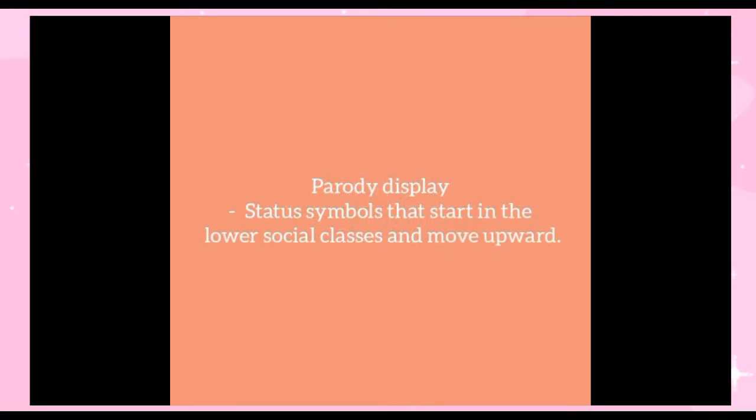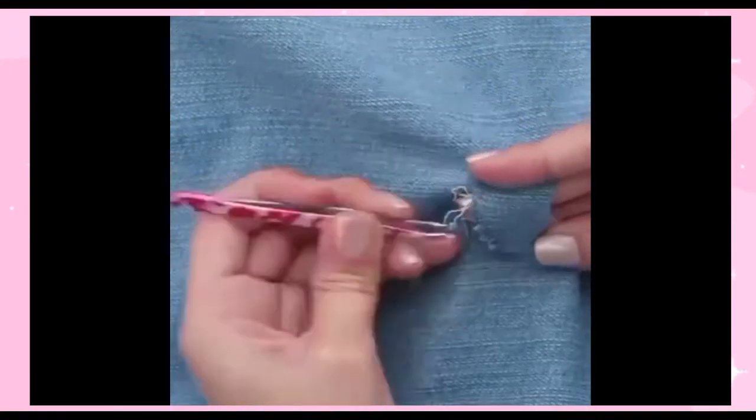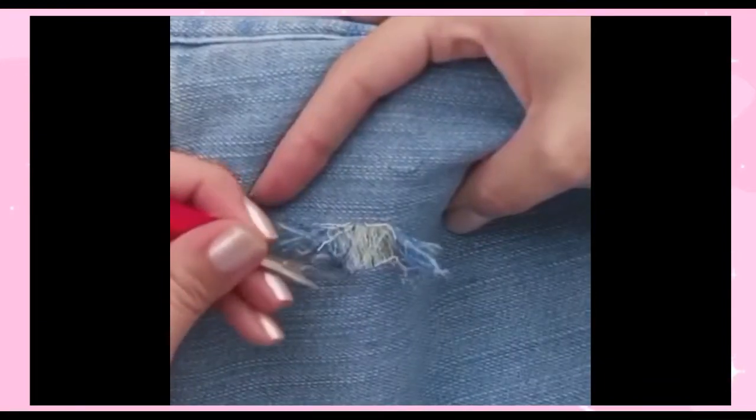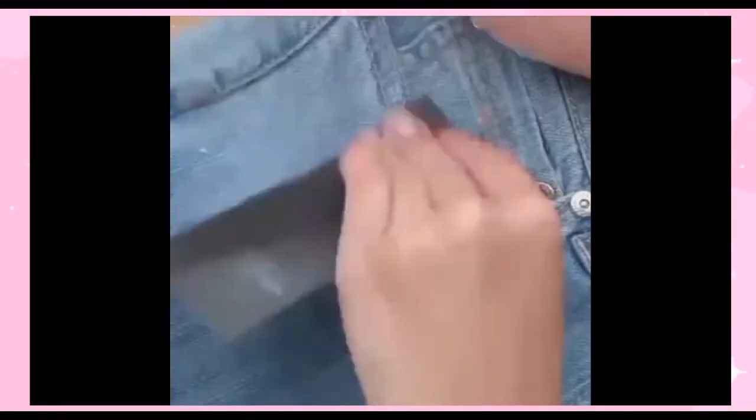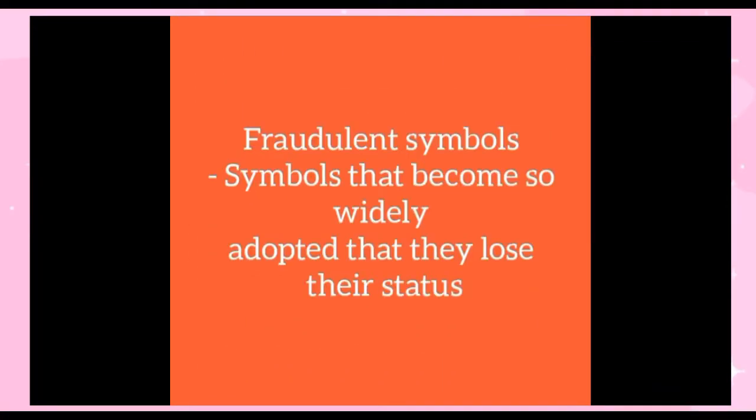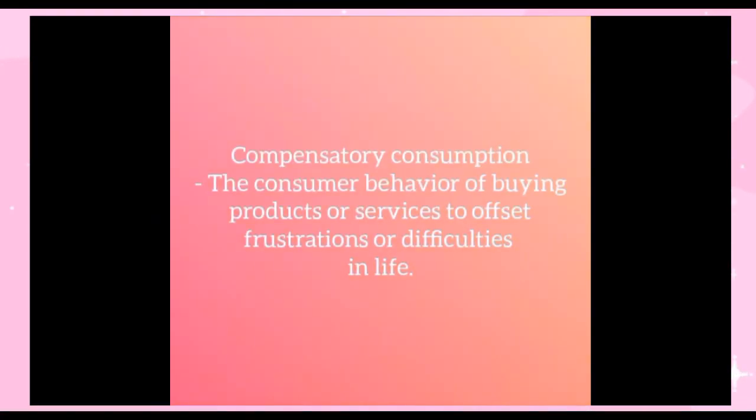Parody display: status symbols that start in the lower social classes and move upward. As a fashion statement, ripped jeans are one example of a parody expression which first emerged in the 90s. Fraudulent symbols: symbols that become so widely adopted that they lose their status. Compensatory consumption: the consumer behavior of buying products or services to offset frustrations or difficulties in life.